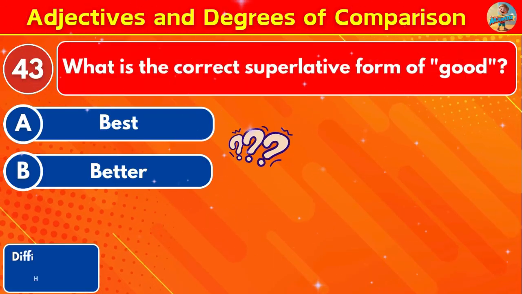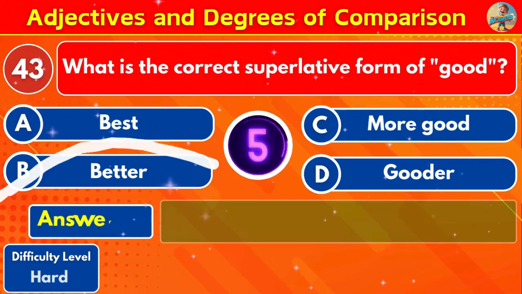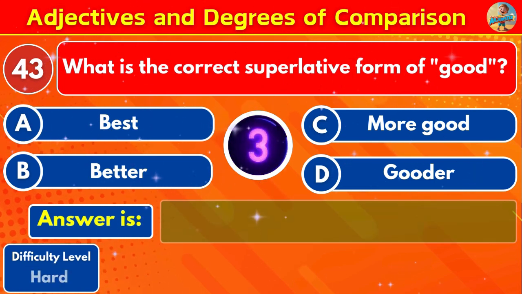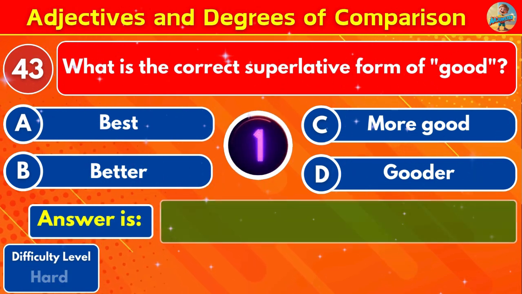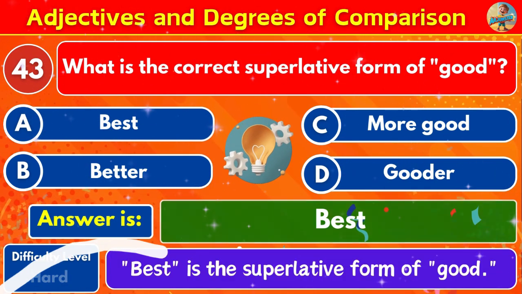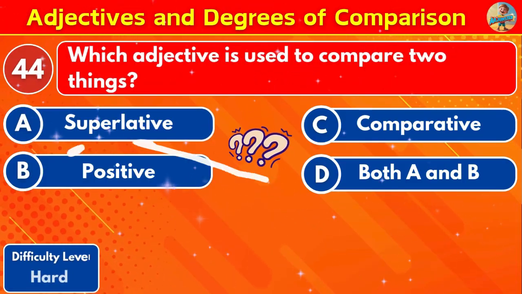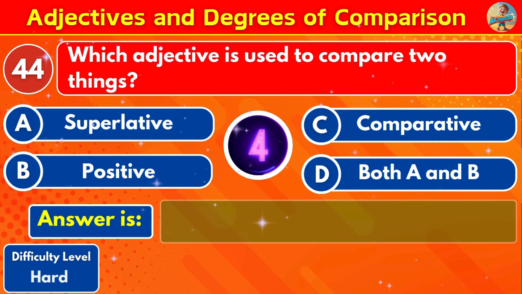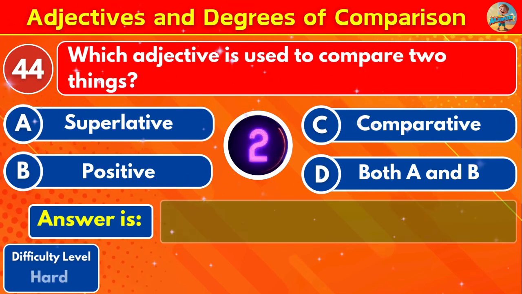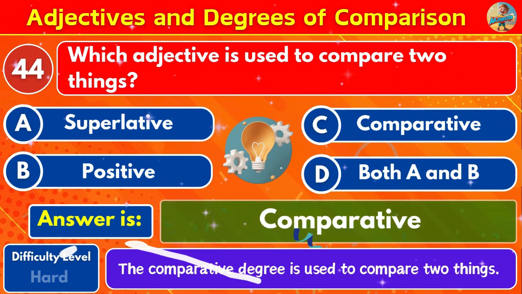Question 43 is, what is the correct superlative form of good? Answer 43 is, best. Question 44 is, which adjective is used to compare two things? Answer 44 is, comparative.